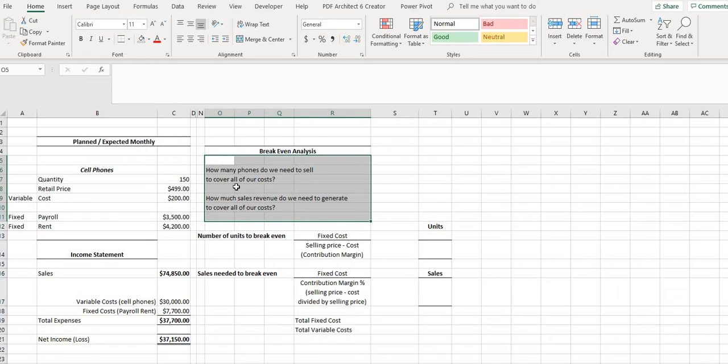First, in this example, how many telephones do we need to sell in order to cover all of our costs? When we're talking about all our costs, we're talking about covering all of our fixed costs as well as all of our variable costs. Additionally, how much sales revenue do we need to generate in a month to cover all our costs? In other words, to break even. We're not making any profit, but we're not taking any losses either.